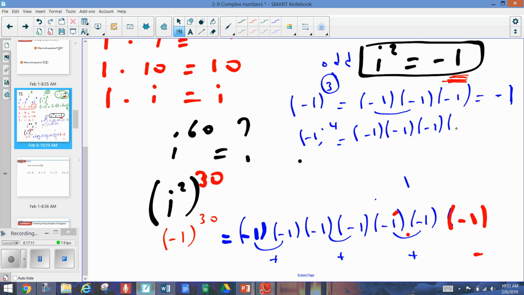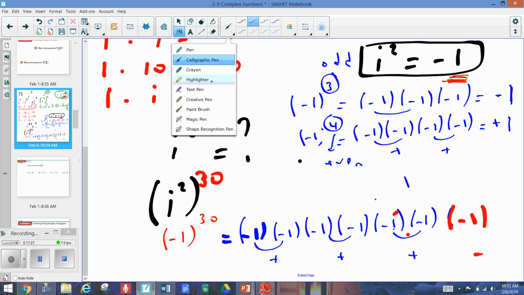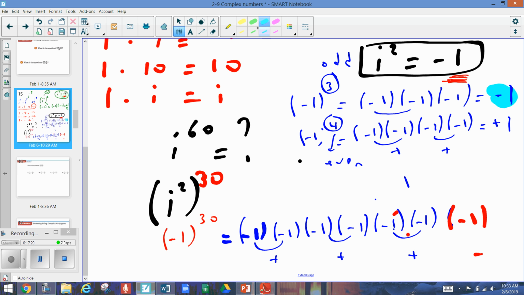2 of them are going to be positive, 2 of them are going to be positive, positive times positive is positive. So, in conclusion, if the exponent is odd, your result will be negative. If your exponent is even, your result will be positive.